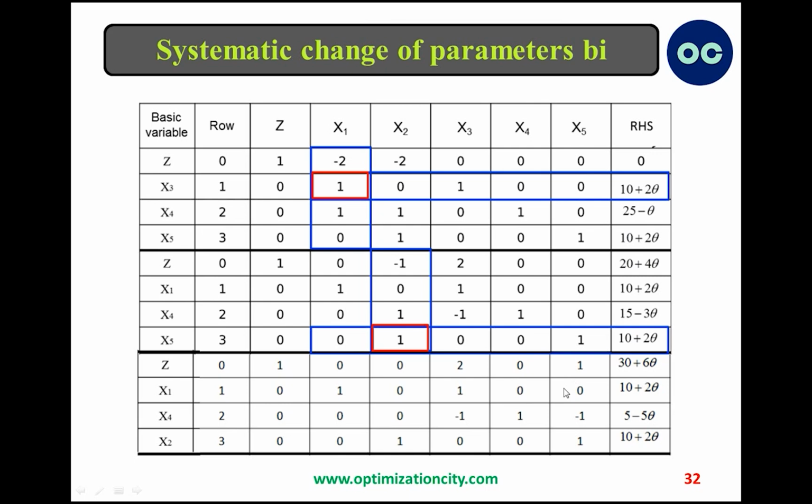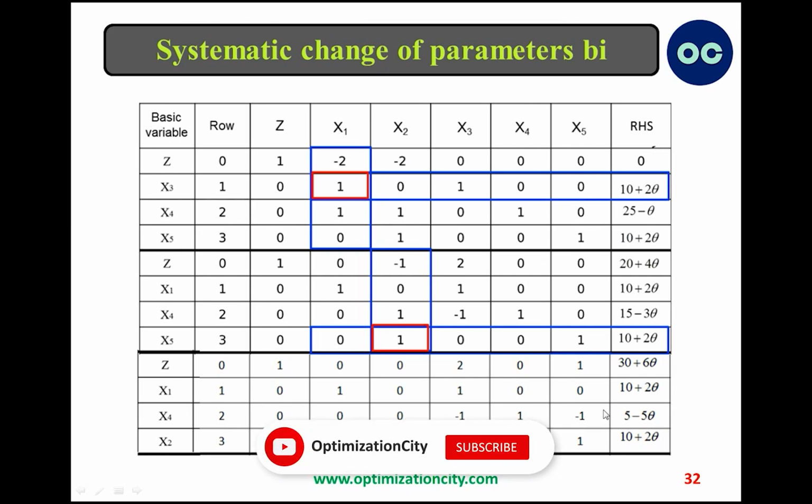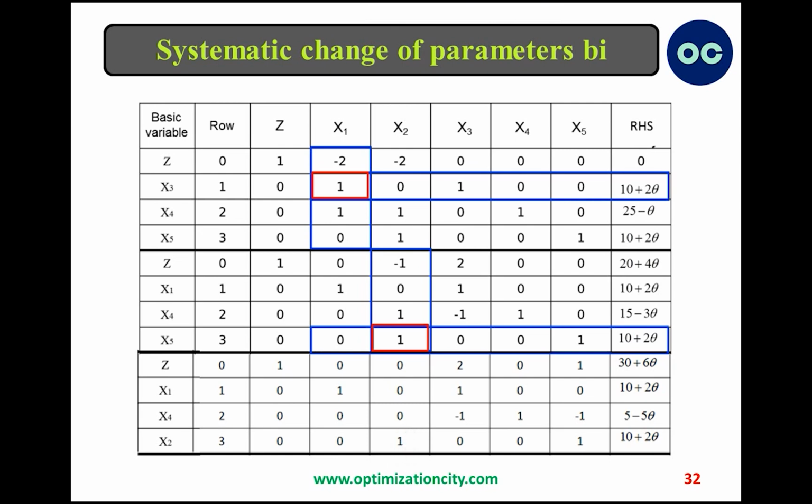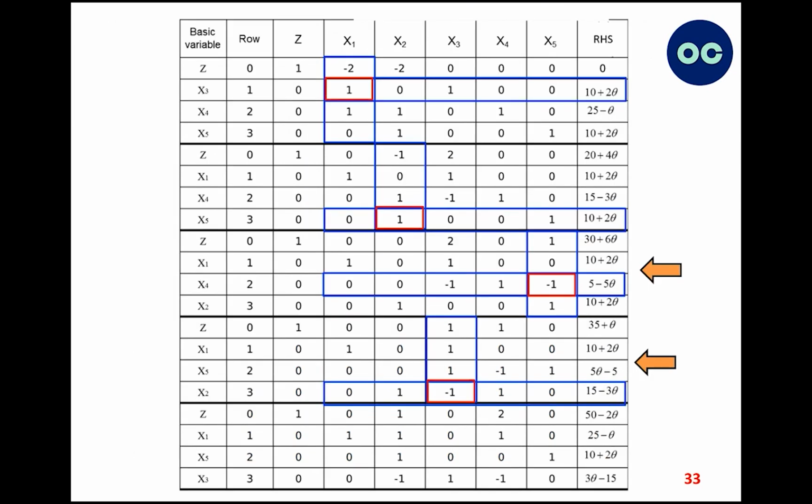For the value of theta between 0 and 1, this last table would be optimal because the right-hand side would be positive. However, for theta greater than 1, the variable x4 exits the base and x5 enters the base using the dual simplex method.